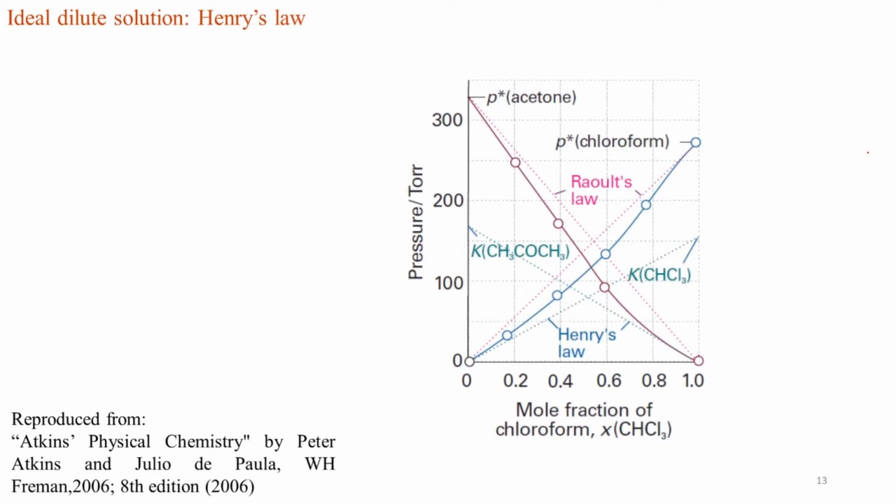And this is a real curve of experimental data for two solvents, acetone and chloroform, and you can also see other solvents here, like acetic acid and chloroform. You can see that these dotted lines are Henry's law, and this is basically Raoult's law. Both are linear variations, and Henry's law was formulated only for dilute solutions.